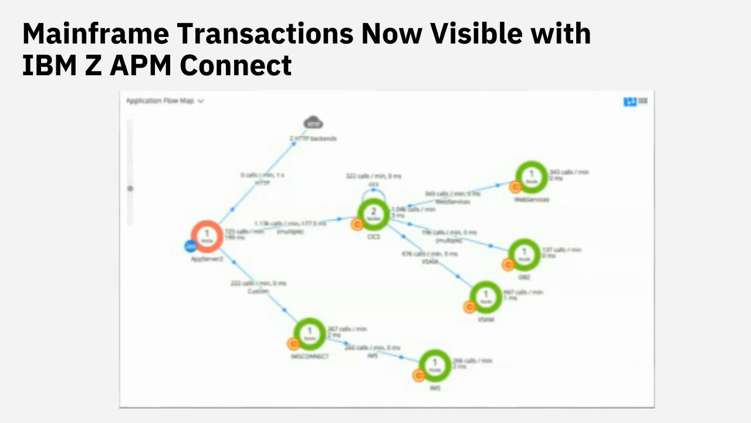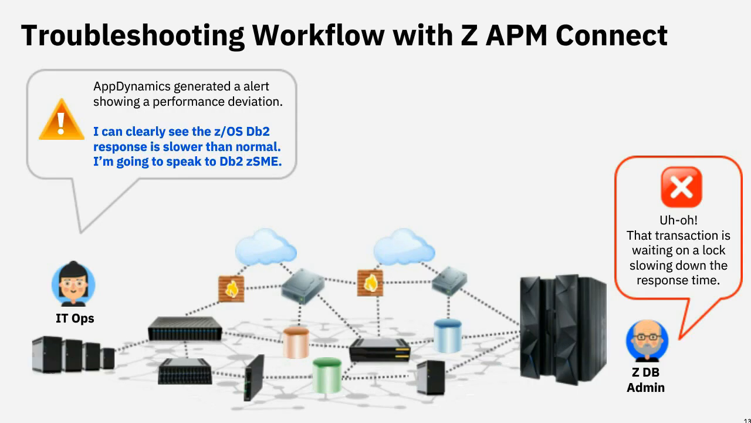So I'll take us back to our same problem where Mickey gets a performance deviation alert. She can see, though, with Z APM Connect that the response is slowed on DB2. So she goes directly to the DB2 SME, and he's able to go to his individualized tooling, identifies the problem, makes the change, and gets it up and running as soon as possible, which helps us get to the heart of really the value that an APM solution delivers.